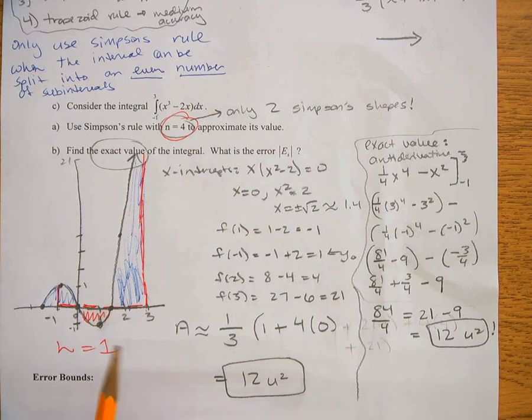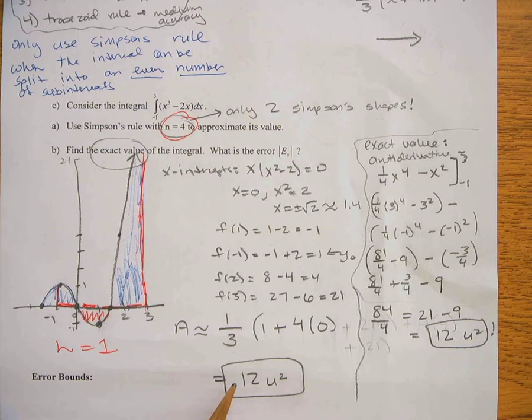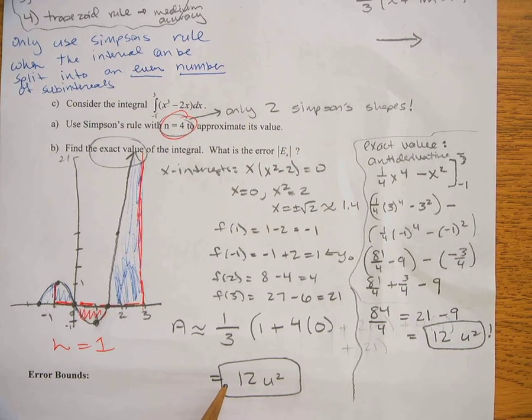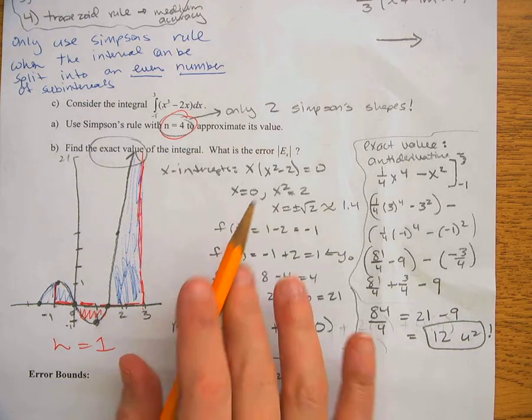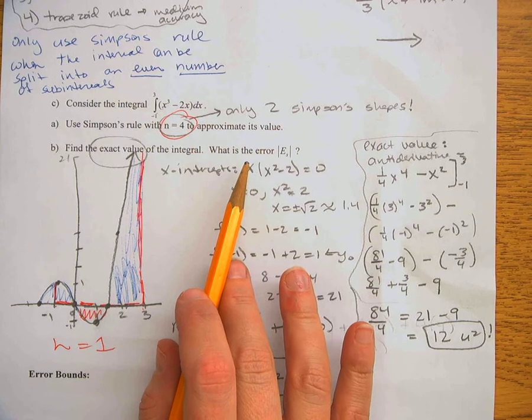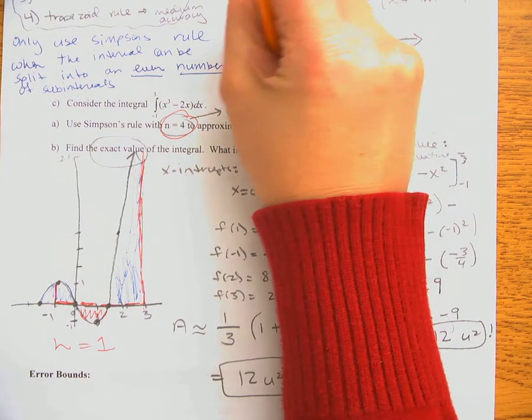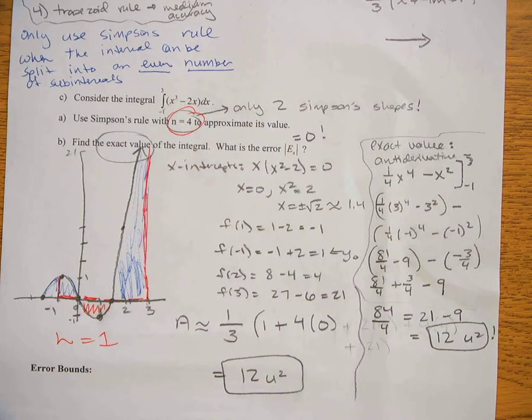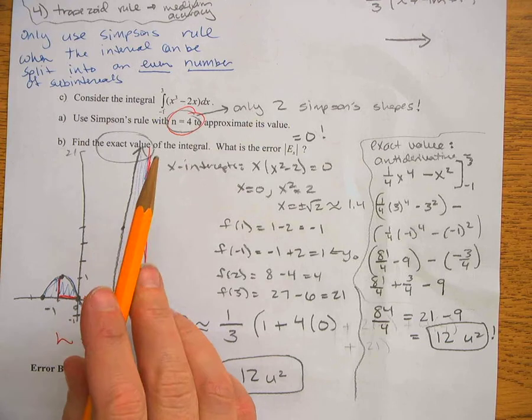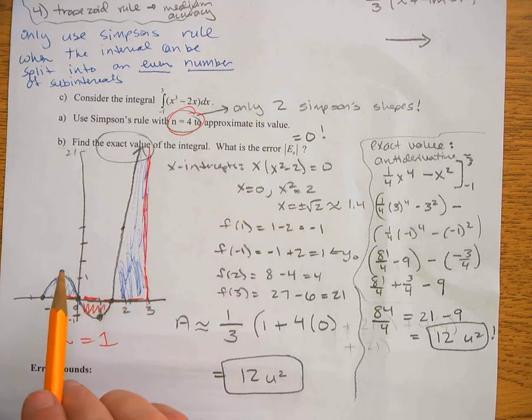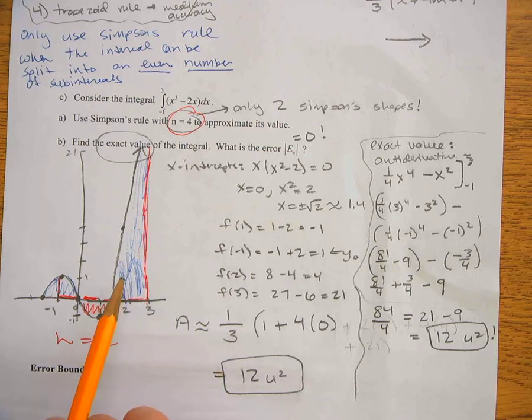So it turns out the Simpson's rule was exact. So Simpson's rule was able to give me the same answer as an antiderivative, which means in this case there was no error. So this is asking, what is the error? 0. Now, of course, it won't always be that accurate, but because this was a polynomial, which was one of the best behaved functions out there, it's very, very smooth and continuous, Simpson's rule was able to get us the exact answer.